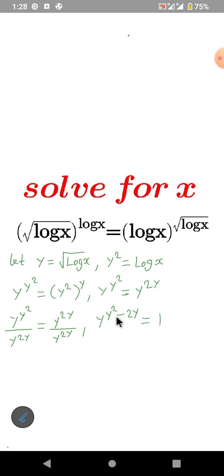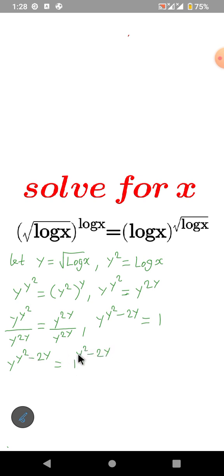1. Then now I'm going to consider this expression here. So we have y raised to the power of y squared minus 2y. I will write that. So we say y raised to the power of y squared minus 2y equal to, now this 1 I can write as 1 raised to the power of y squared minus 2y. We know that 1 raised to the power of any number is 1.